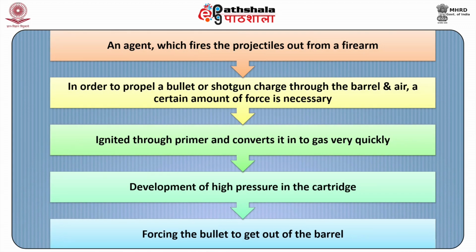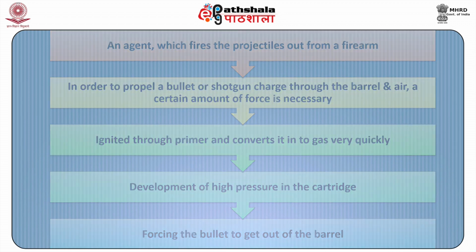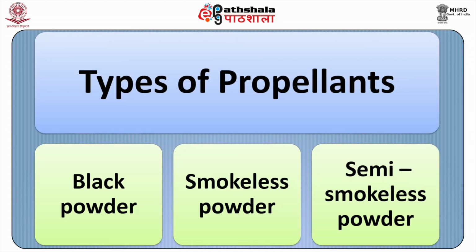What are propellants? The expression propellant means an agent which fires the projectile out from a firearm. In order to propel a bullet or shotgun charge through the barrel and air, a certain amount of force is necessary. The powder charge gets ignited through the primer and converts into gas very quickly, resulting in development of high pressure in the cartridge and forcing the bullet out of the barrel. There are three types of propellants used: gunpowder, also known as black powder, smokeless powder, and semi-smokeless powder. Now we will learn about these propellants in detail.